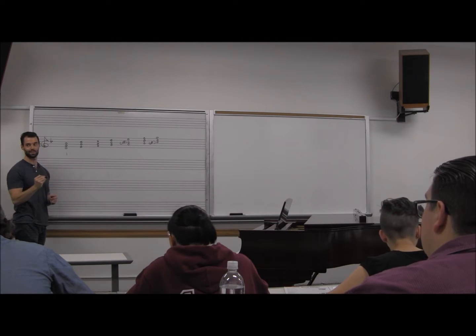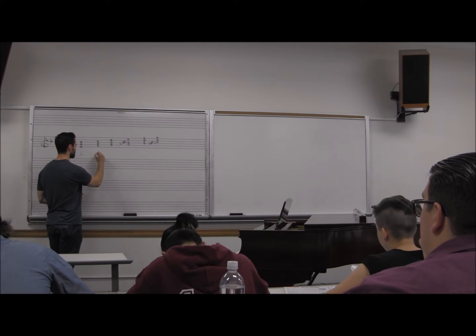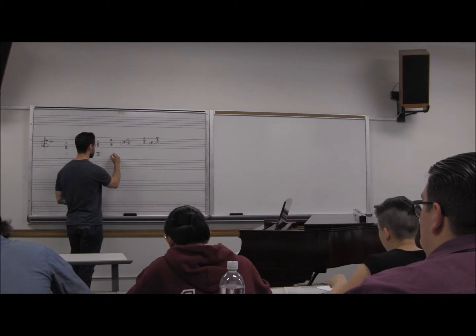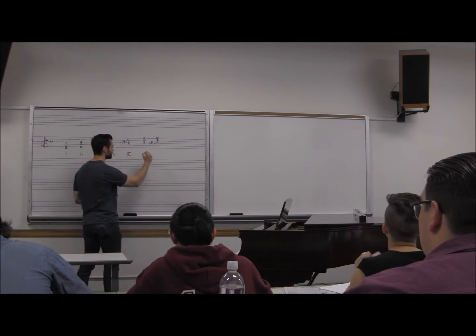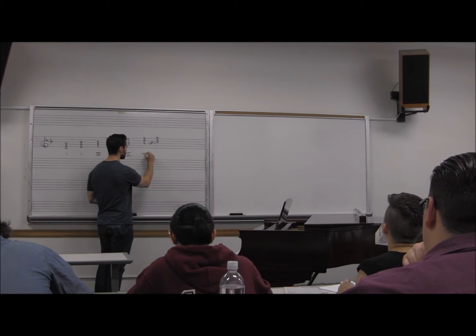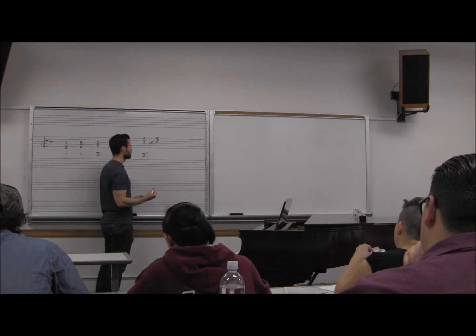2 is not minor, but rather diminished. 3 is, 4 is, 5 is, assuming we're using the leading tone, major. 6 is, and our 7 chord, assuming we are also raising the leading tone, would be diminished as well.